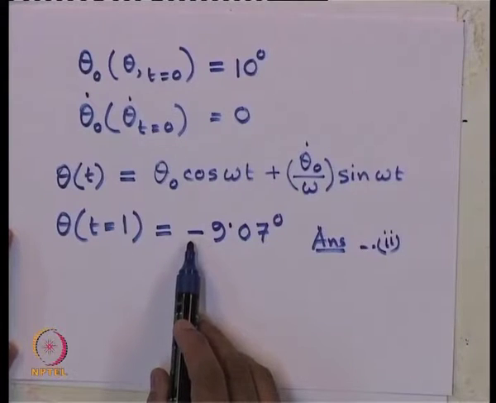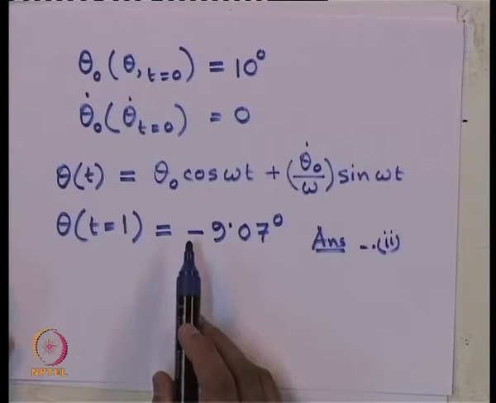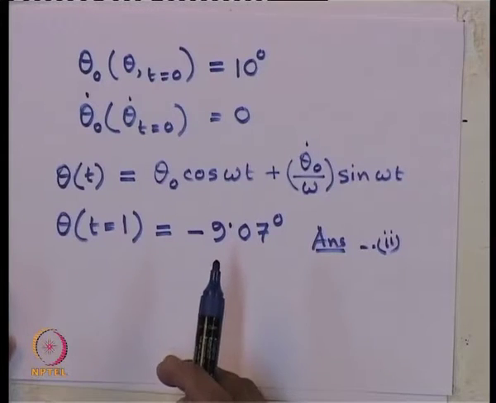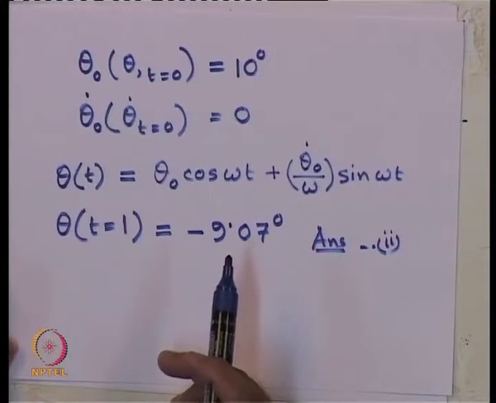What does this minus sign indicate? That after 1 second, the rotation of the disc will be in the opposite direction of its initial rotation. Suppose the initial rotation was given in clockwise direction and that has been considered as positive. So, that initial 10 degree was considered as positive. In that case, after 1 second, its rotation will be in the anti-clockwise direction of the magnitude of 9.07 degree. That is what the minus sign indicates.